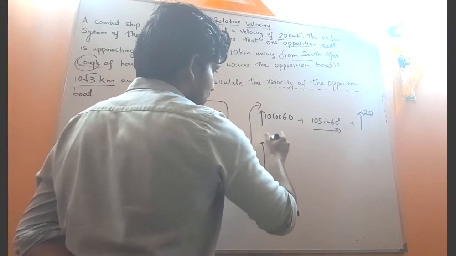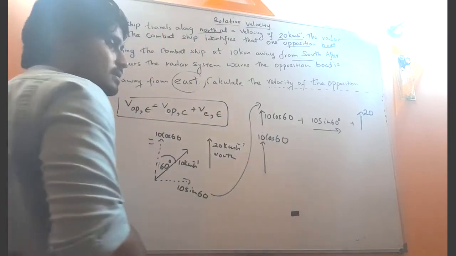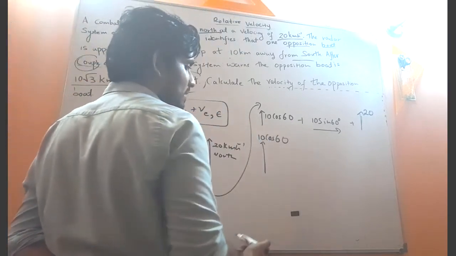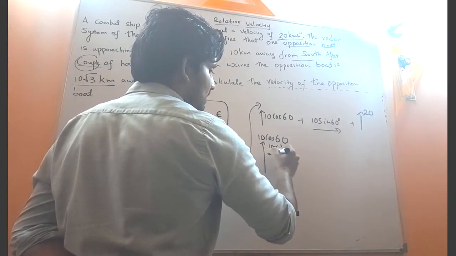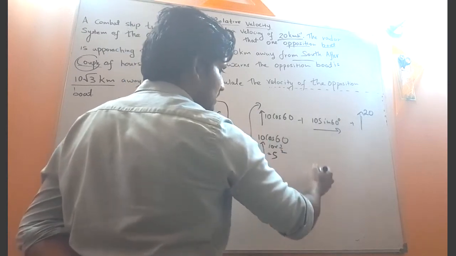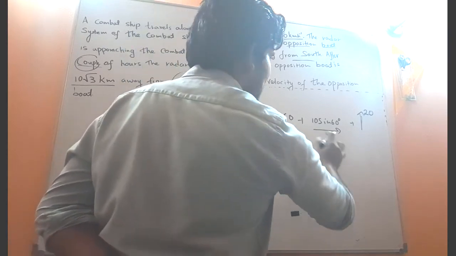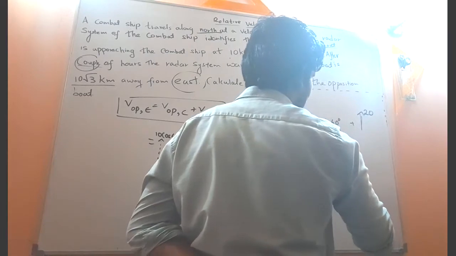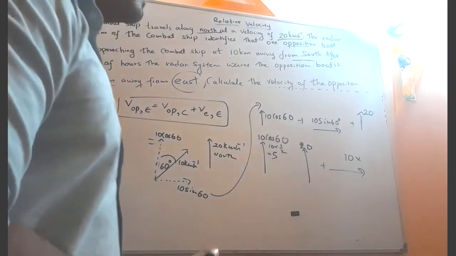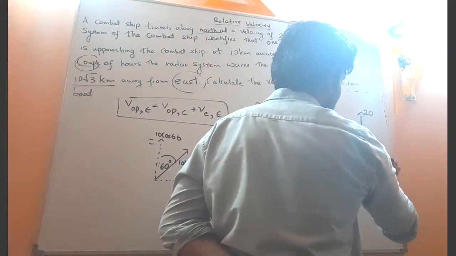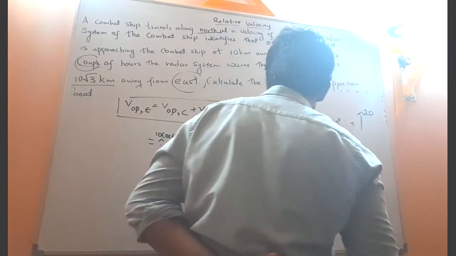So here we have 10 cos 60. What is cos 60? Cos 60 is half. So 10 multiplied by cos 60 is half, that means 5. And what is this one? That is 20. Then 10 sin 60. What is sin 60? That is root 3 by 2. Then if you simplify, 2 times 1, 2 times 5, so the answer will be 5 root 3.